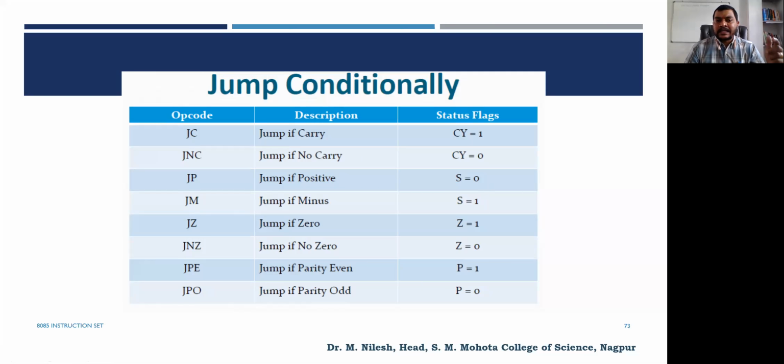Except for auxiliary carry, we have all the flags being used in these conditional jumps, right? Whenever we have some condition to satisfy, we are going to use these. We are most probably going to use jump if carry, jump if not carry, jump if 0, and jump if not 0. So remember these 4 instructions, and along with that we have to specify the 16-bit address, right? These are actually 3-byte instructions. 3-byte means one is the opcode and the other 2 are the 16-bit address.